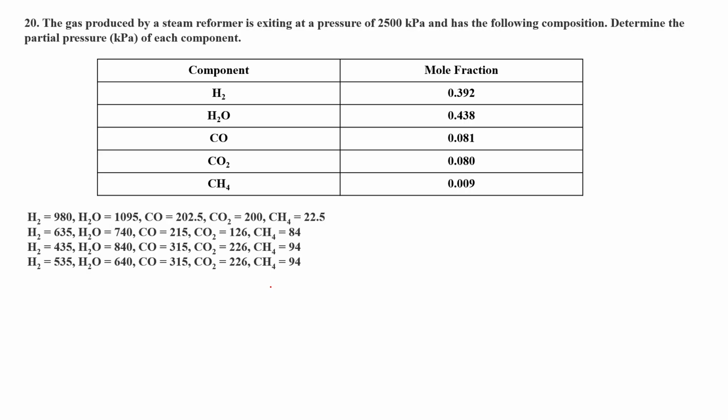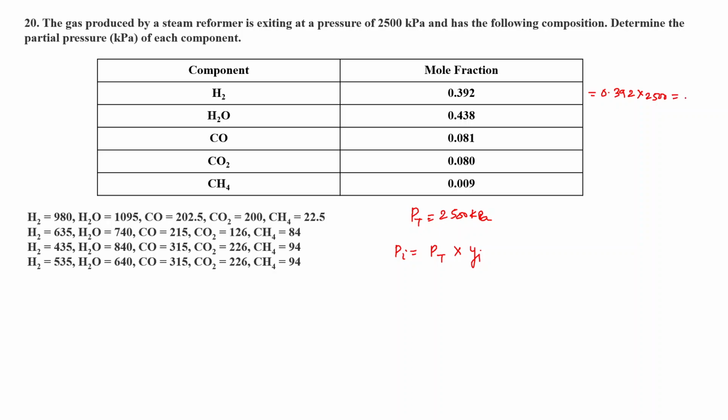Coming on to another similar kind of numerical question. The gas produced by a steam reformer is exiting at a pressure of 2500 kilopascal. So basically, this is the total pressure, 2500 kilopascal. We need to determine the partial pressure of each component. These are the components given, and the formula of partial pressure is partial pressure equals total pressure into mole fraction.